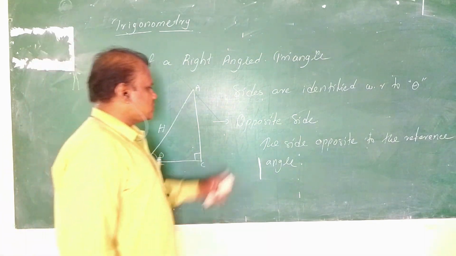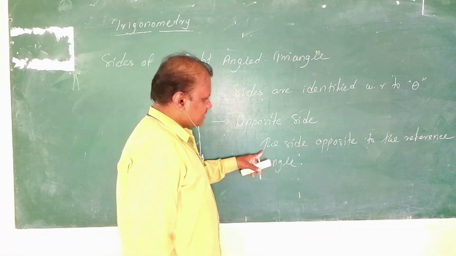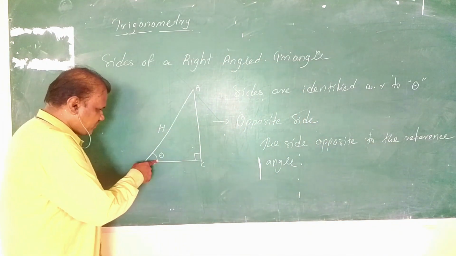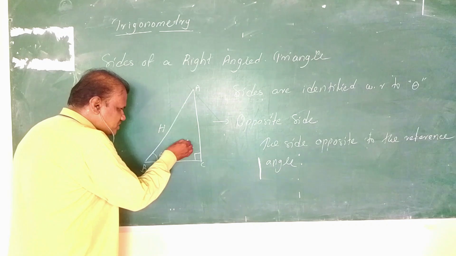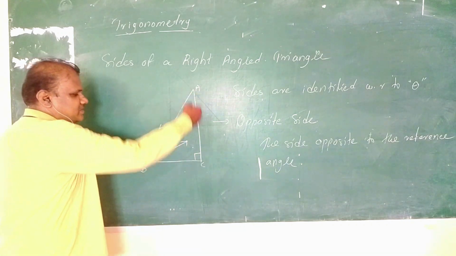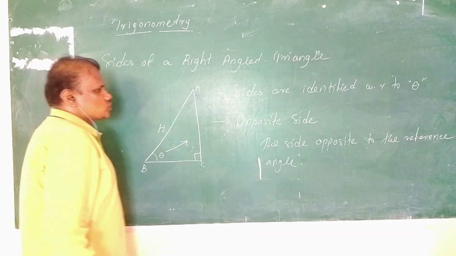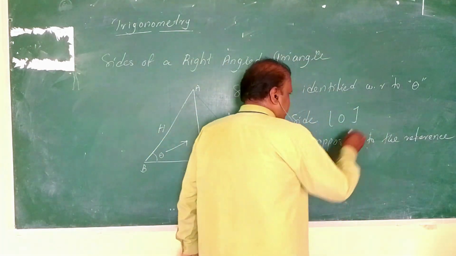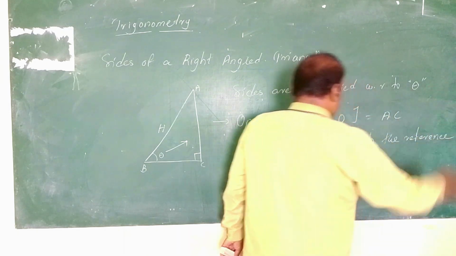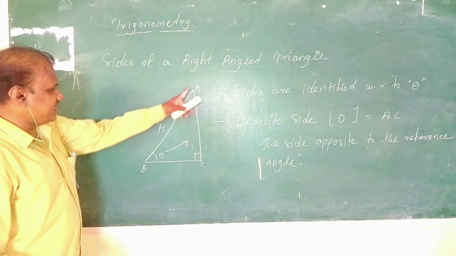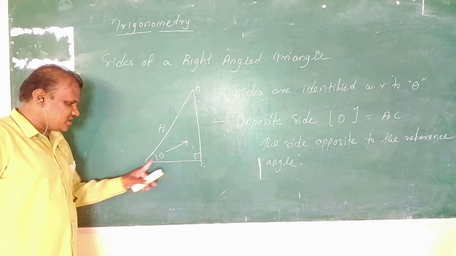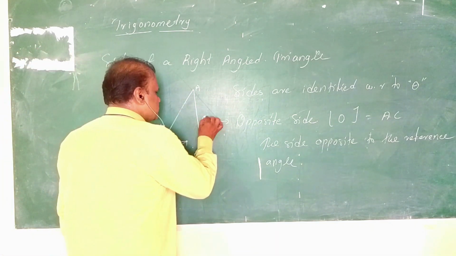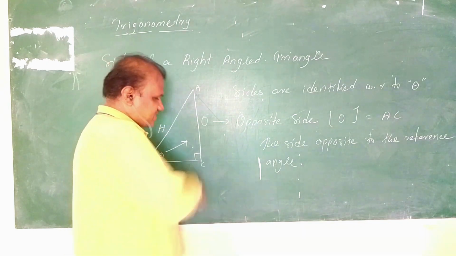As per the definition of the opposite side, it is the side opposite to the reference angle. Here this is the reference angle. The side which is opposite to the reference angle is AC. So this AC is called the opposite side. In our case, the side AC, because this is the side exactly opposite to theta. That is called the opposite side, the second side.